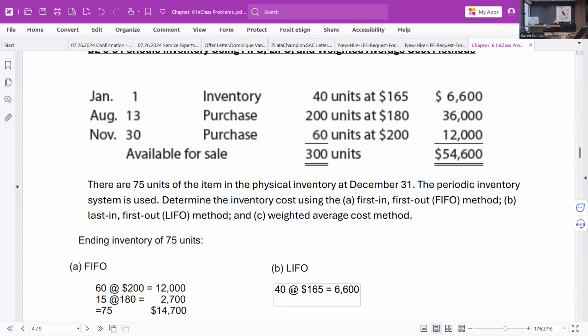And again, we have 75 units. So that means we need another 35, right? Because 40 plus 35 is the 75 that we need. And what's the cost of those? The 180. We need the 180.